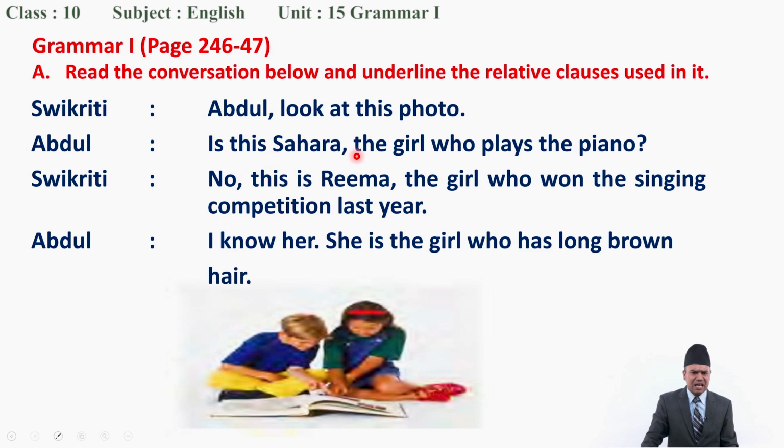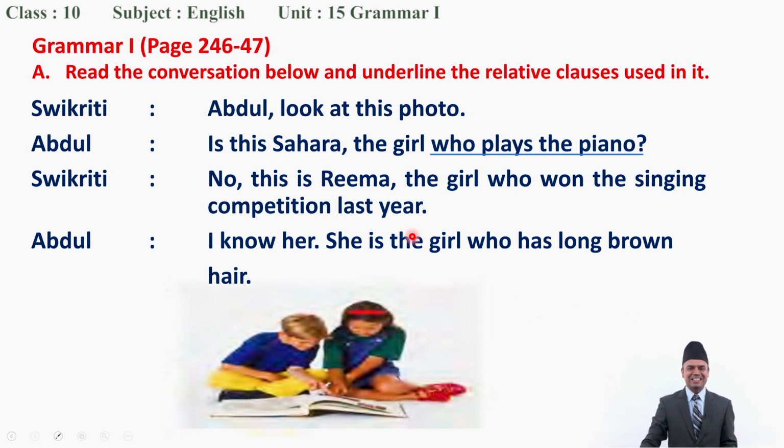"Is this Sahara, the girl who plays the piano?" Can you guess what the relative clause in this sentence is? Try this one. Okay, don't worry. Yes, you are right. Here you can see "who plays the piano" is the relative clause. That's good. You are very clever, my dear students. Very good. What's your name? Oh, great. Very good.